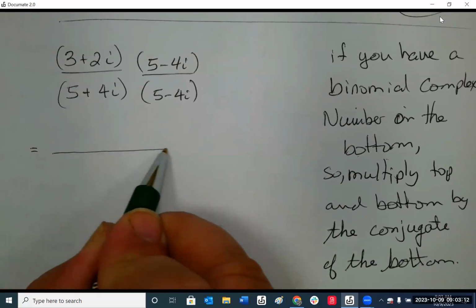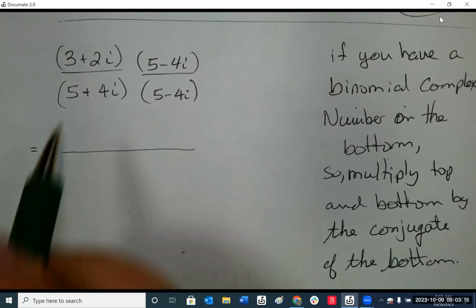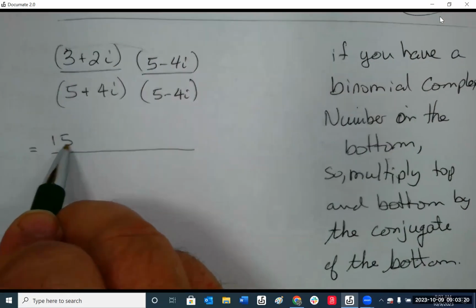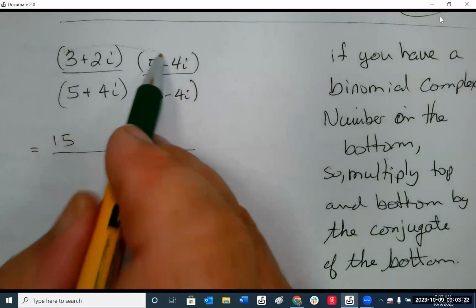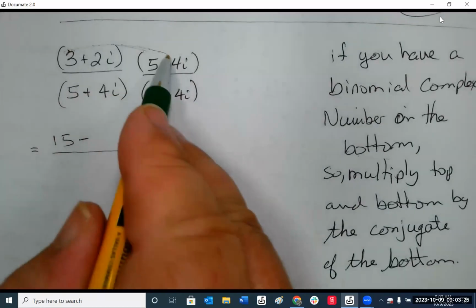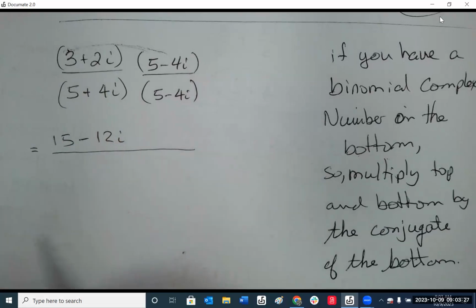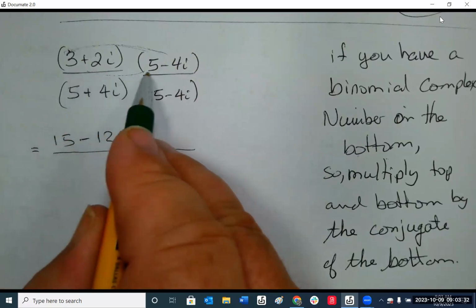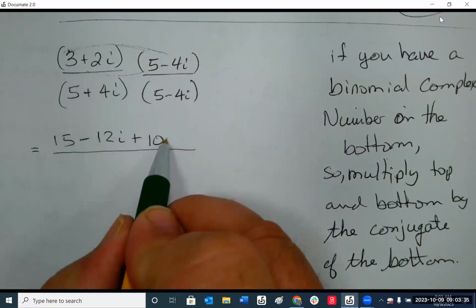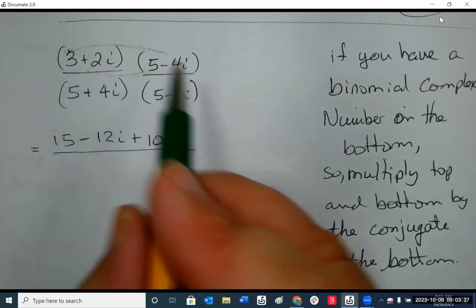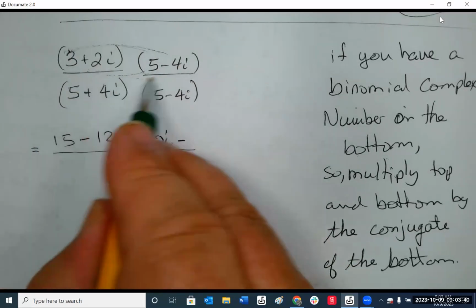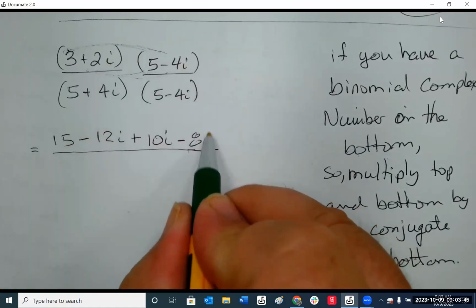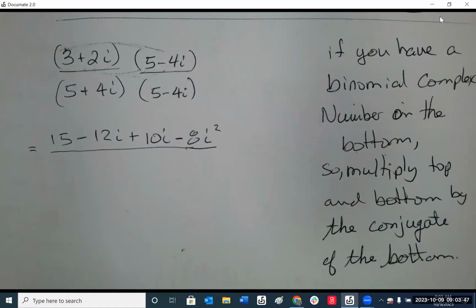So now you work out both top and bottom separately. Positive times positive is positive. 3 times 5 is 15. Positive times negative is negative. 3 times 4 is 12i. Positive times positive is positive. 2 times 5 is 10i. Positive times negative is negative. 2 times 4 is 8. i times i is i squared. That's the top number.